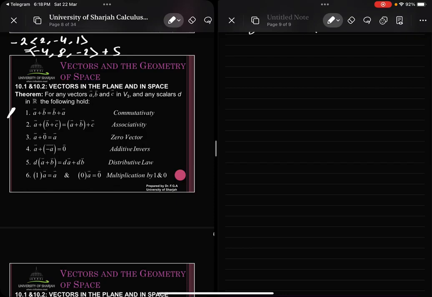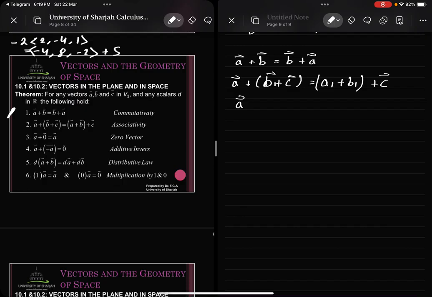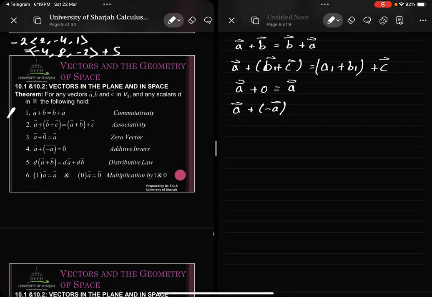So for addition, vector A plus vector B is the same thing as vector B plus vector A. Vector A plus vector B plus vector C is the same thing as vector A plus the sum of vector B and vector C. If we have vector A plus 0, it will be vector A. And vector A plus negative vector A, which is in the opposite direction, will be 0.